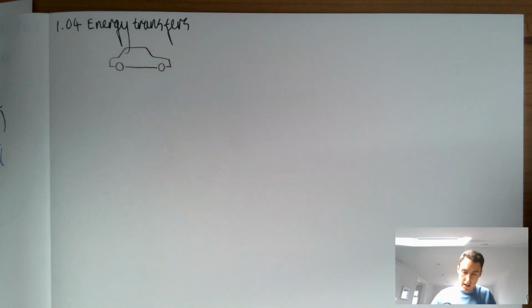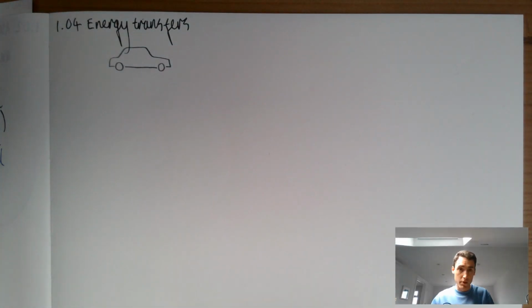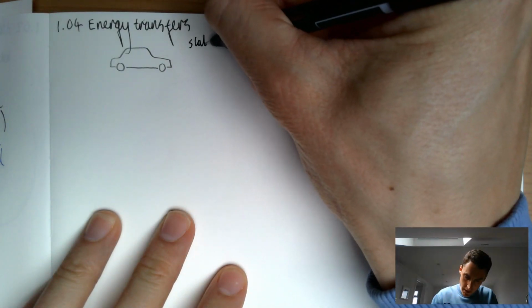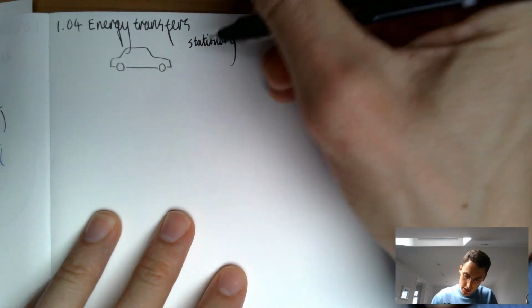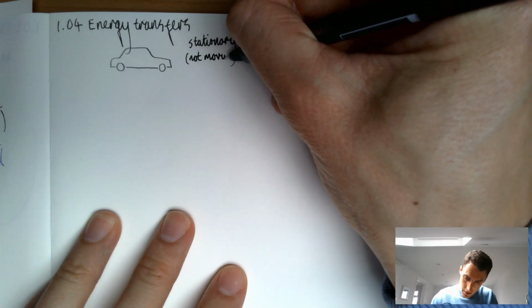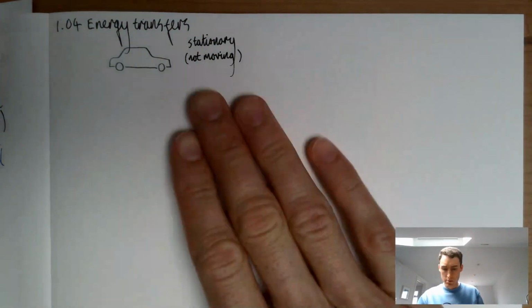Got a car, and at this point I'll put not moving, or I might give them the keyword stationary and tell them that means not moving. I've just realised I've not given myself enough room in this book, but anyway, hopefully you get the idea. So stationary, not moving. It's not essential at this stage that you give them that language, but I'm going to give it to them anyway.